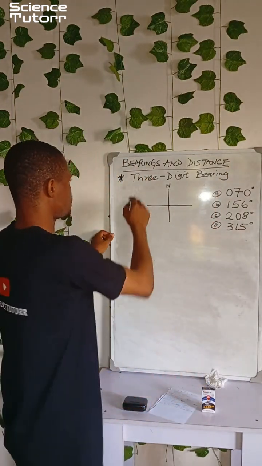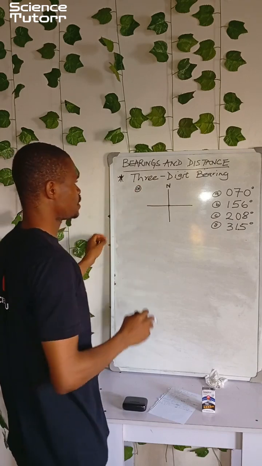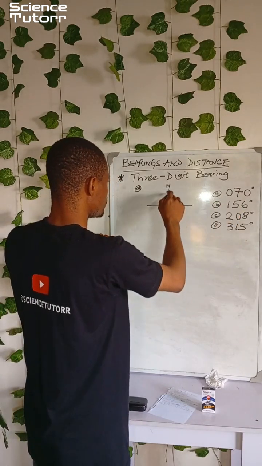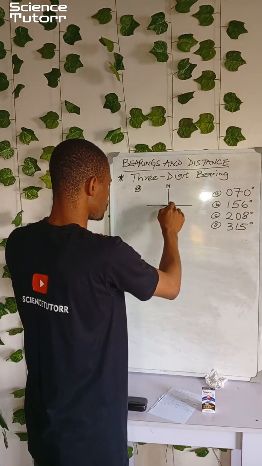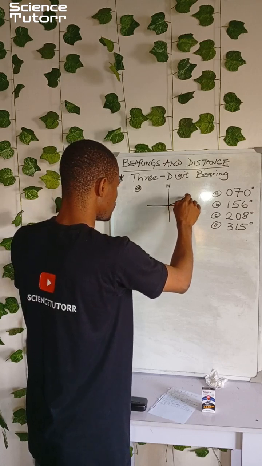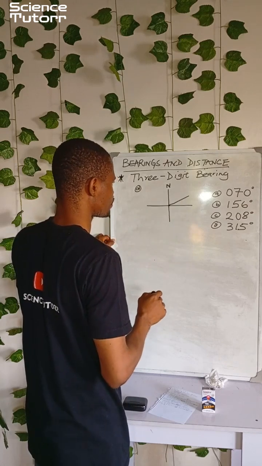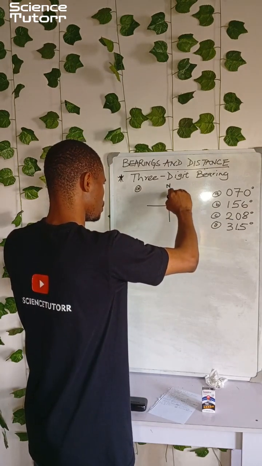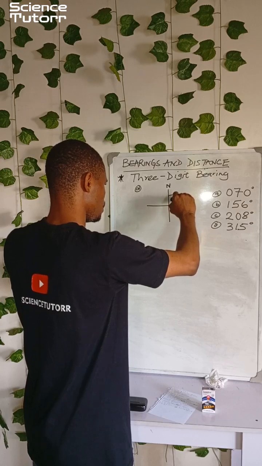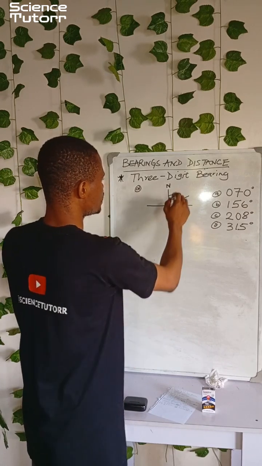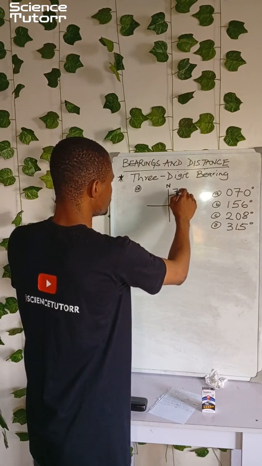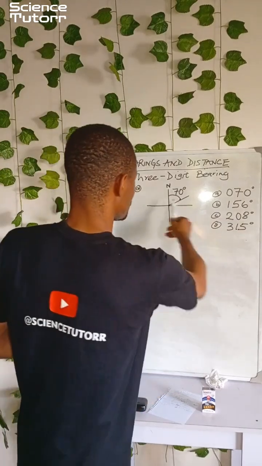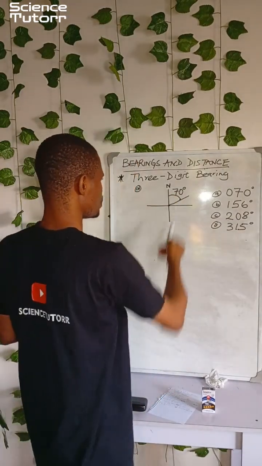Now, for the first case, like I said, we begin with the north, 070. So this is 90. So we have 70 around here, 3-digit bearing. So from the north, this is 70 degrees. This is how to interpret 070. So this is 70 degrees from the north.